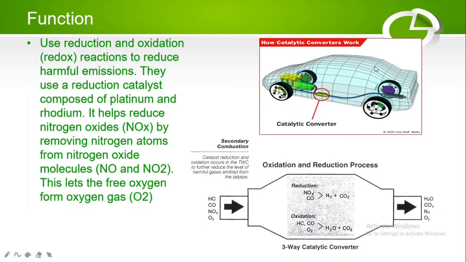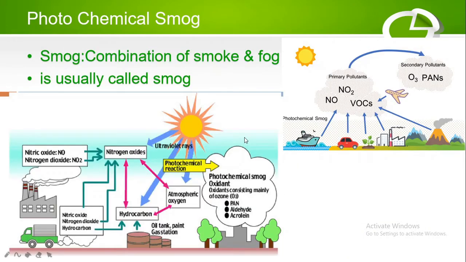So if this is your vehicle, under here behind the engine, this is the catalytic converter, and the oxidation reduction process is down here. Then the next topic is about the photochemical smog. As you know, smog is the combination of smoke and fog, and it's usually called smog. So basically there are two types of pollutants: one is called the primary pollutants and the other one is the secondary pollutants.